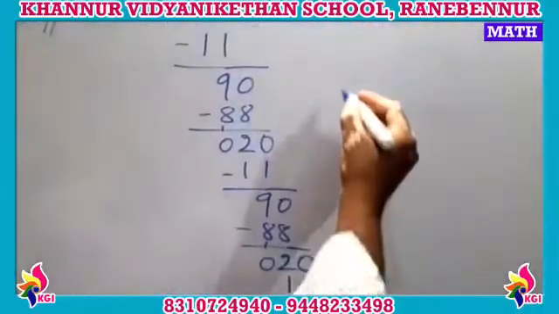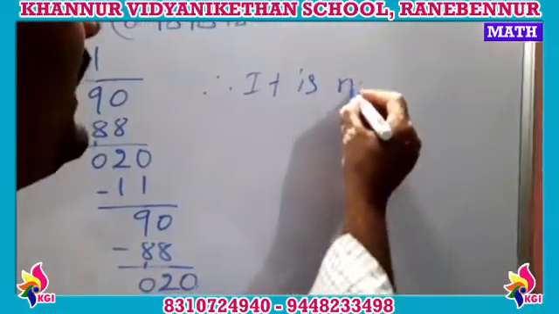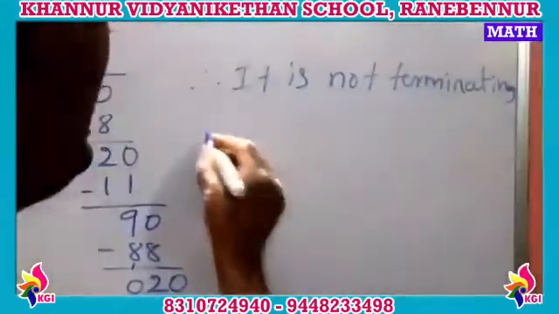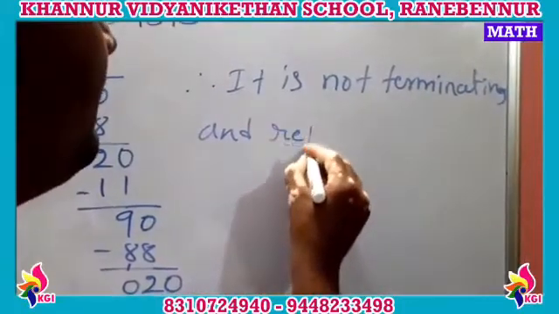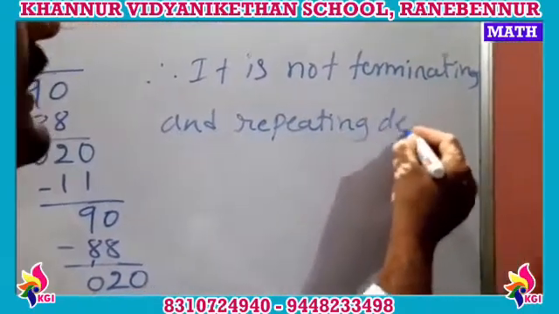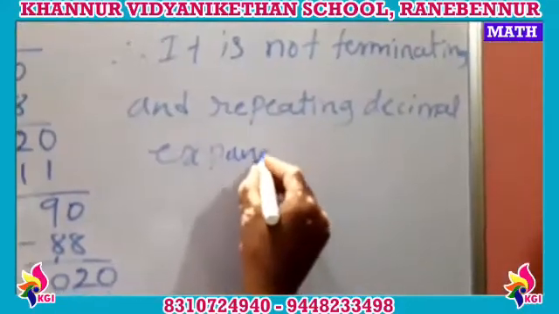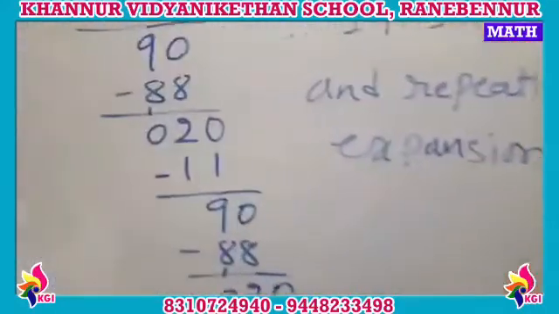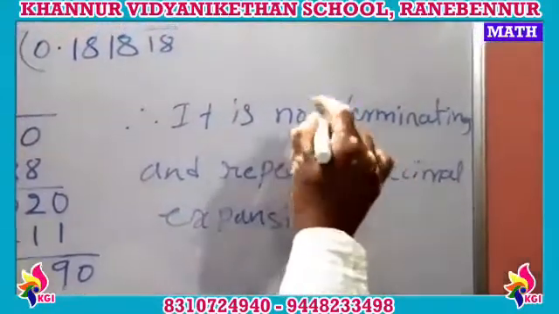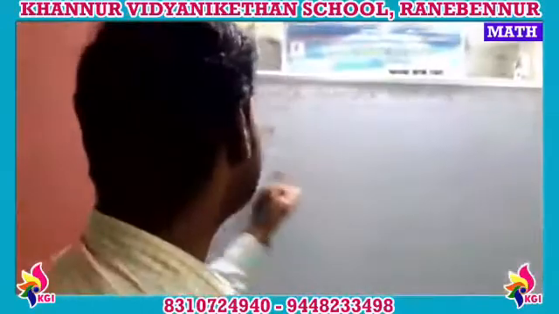18, 18, 18. So then what kind of a decimal expansion is it? It is non-terminating and repeating. What is repeating here? It is repeating 1818. Repeating decimal expansion. Okay, it is non-terminating and repeating decimal expansion. Here children, we go for the next, that is sixth problem.